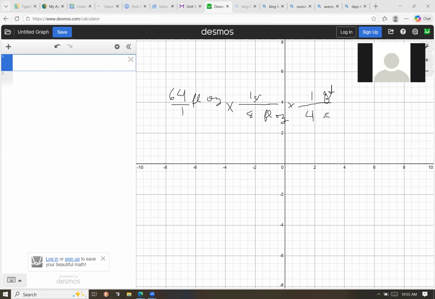So the cups will cancel. The fluid ounces will cancel. Now we'll take 64 times 1 times 1 is 64. And in the denominator, we have 1 times 8 times 4. That's 32. Our units is quarts. 64 divided by 32 equals 2. So there's the 2 quarts that we confirmed.